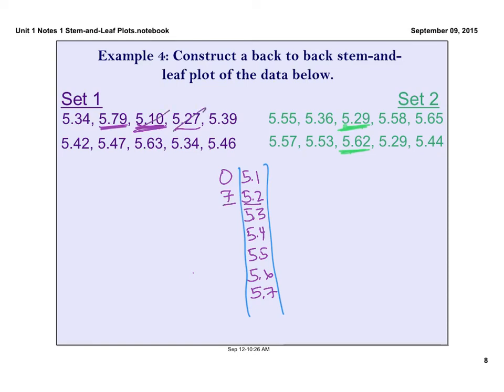Let's look at the 5.3s. I have 5.34, 5.39, and 5.34 again. So I have 2 4s and a 9. Now notice that I'm working from the stems on out.